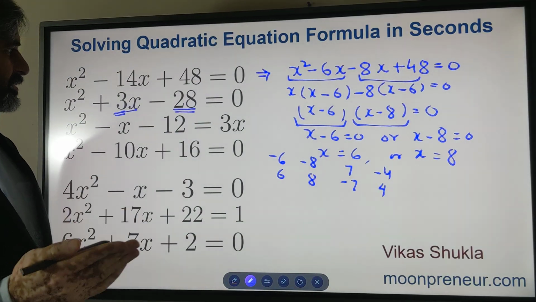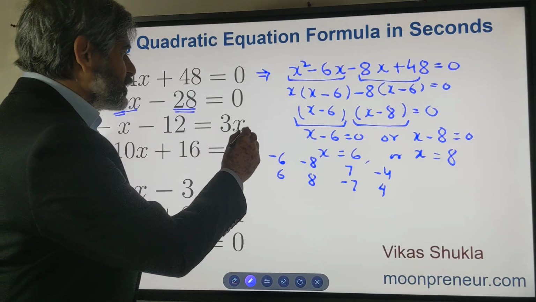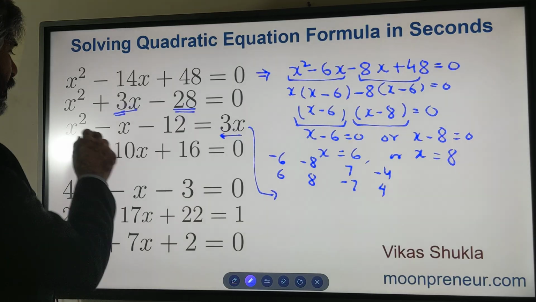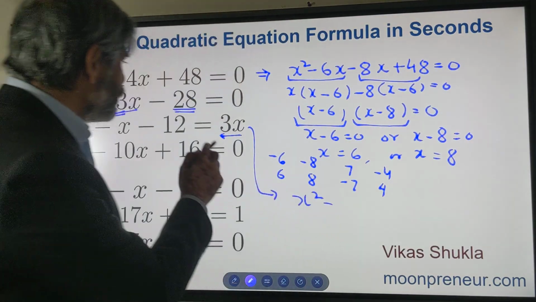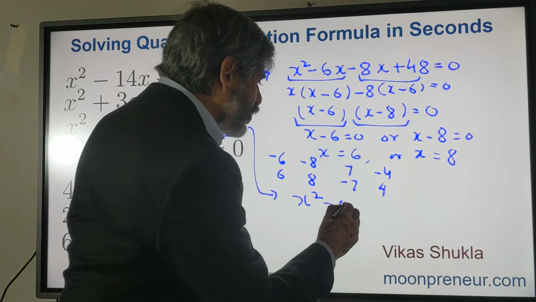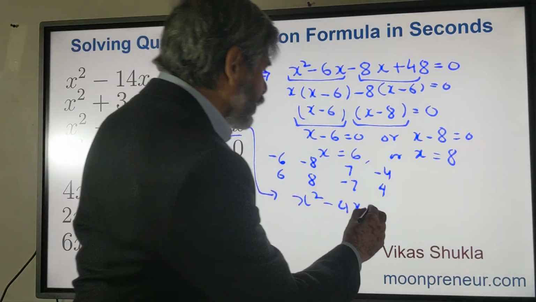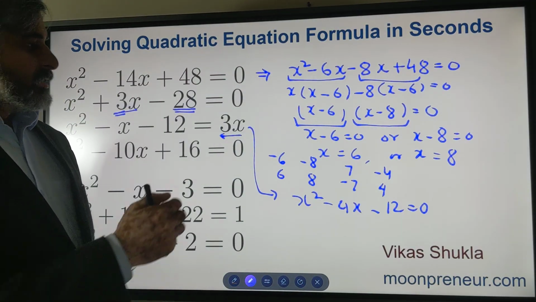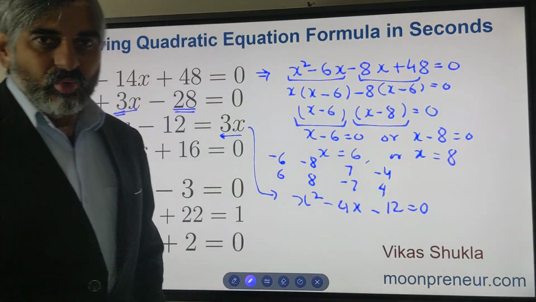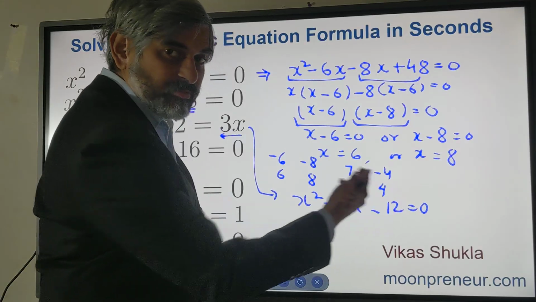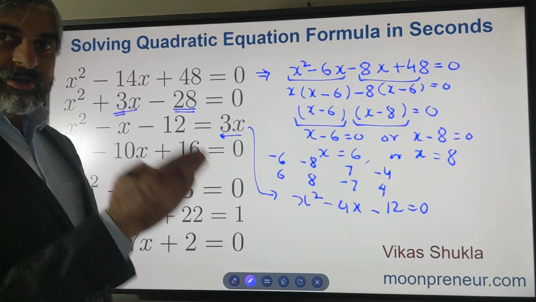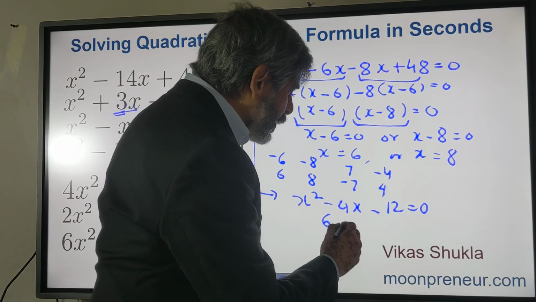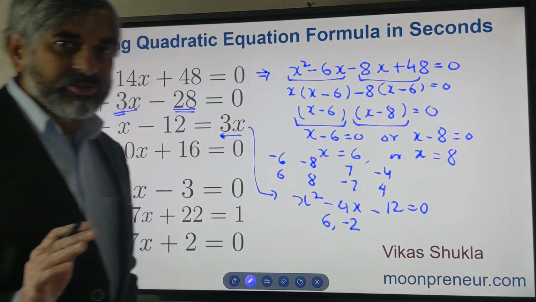As you get more efficient, you will be able to do it in almost a split second. In this equation, you send this 3x to the left, so it becomes x squared minus 3x minus x minus 4x minus 12 equal to 0. Now minus 4 has two parts, minus 6 and 2. Minus 6 into 2 is minus 12. So the solution is the reverse of minus 6, which is plus 6, and plus 2 reversed is minus 2. So 6 and minus 2 is the answer.